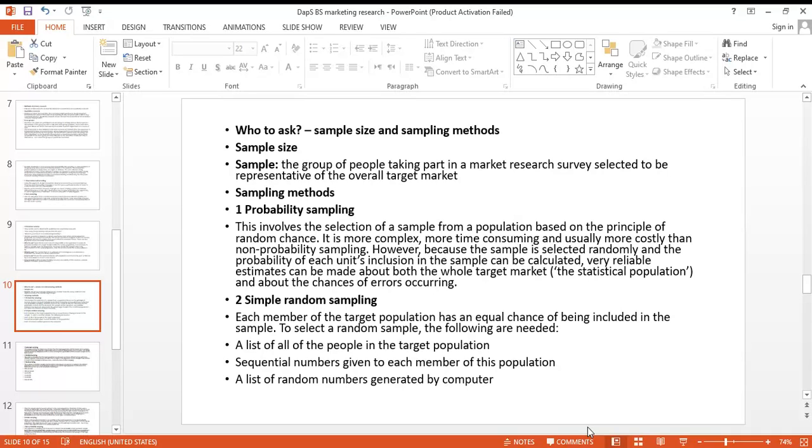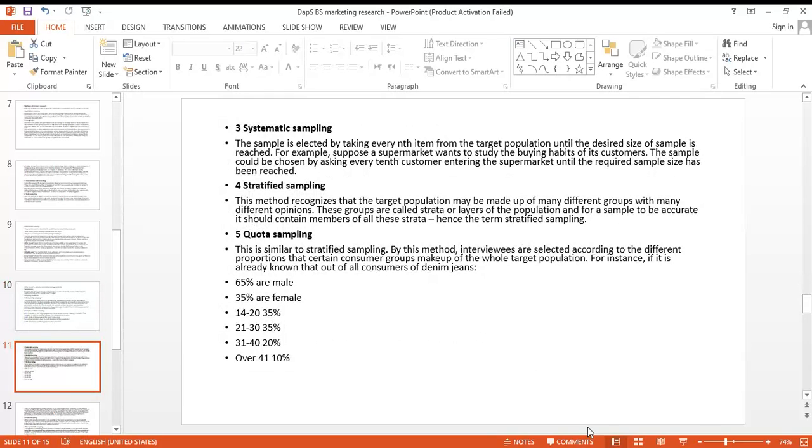It's just like if I put 100 balls in a box, and I close my eyes and I put my hand in the box, then every ball in the box has an equal chance of being selected. It's one upon 100. 100 balls are there, and I pick one. So one upon 100, everyone has an equal chance. So you make a list of all the people in the target population, and sequentially numbers are given to each of the members, and then a random number is generated. Usually this is done by computer.